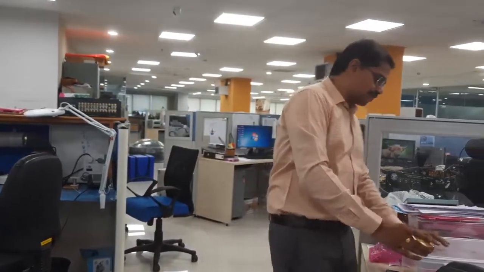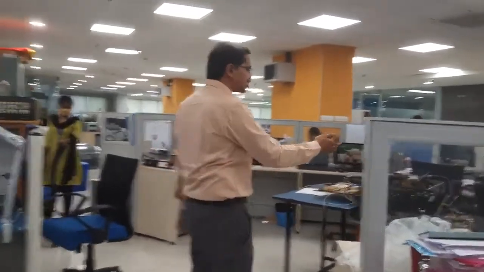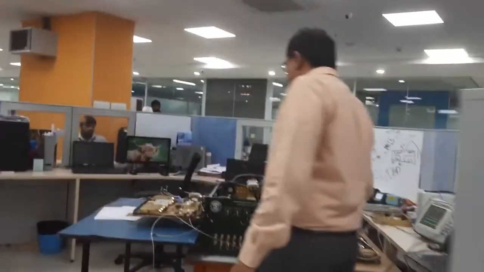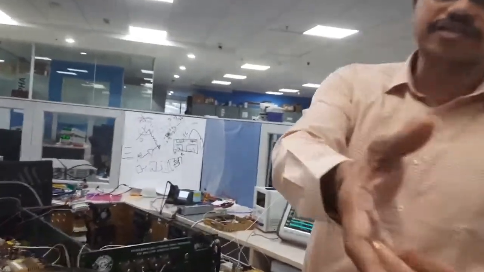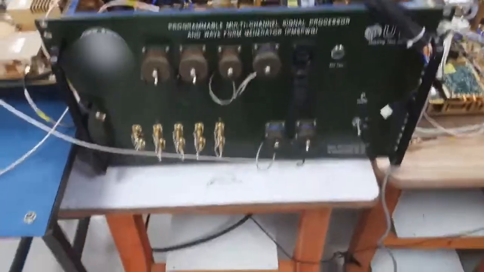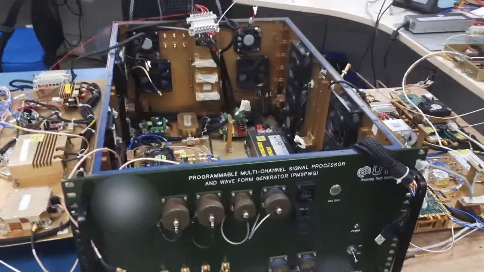Then further, let me show you a fully populated product. How does it look? Here you can see a fully populated military product. Let me take you inside this electronics. As you can see, this is a complete military enclosure which will be used by army people.